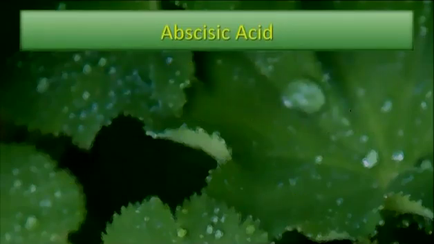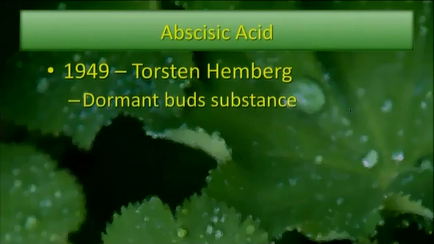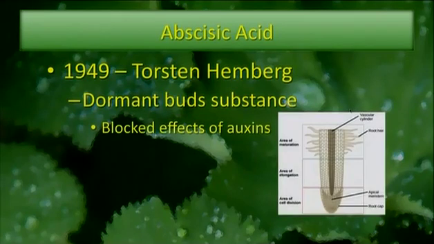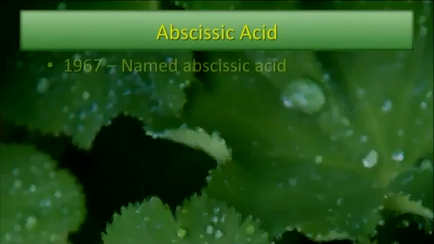Okay, now abscisic acid. In 1949, Torsten Hemberg, a Swedish botanist, found out that a dormant bud substance blocked the effect of auxins. Okay? He called them dormins. Dorm means to sleep. Okay? In 1963, okay, 3 groups of researchers from the United States, from Great Britain, and from New Zealand discovered a growth inhibiting substance. Okay. And they named it abscisic acid.